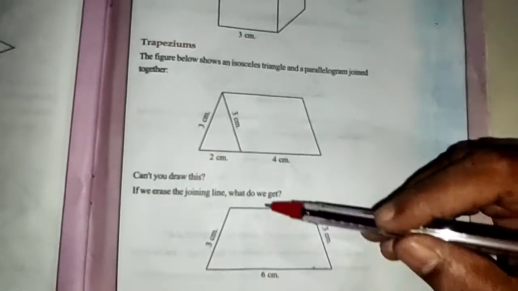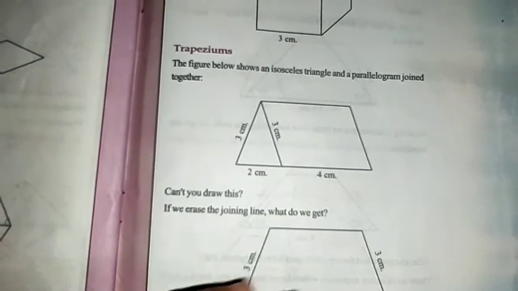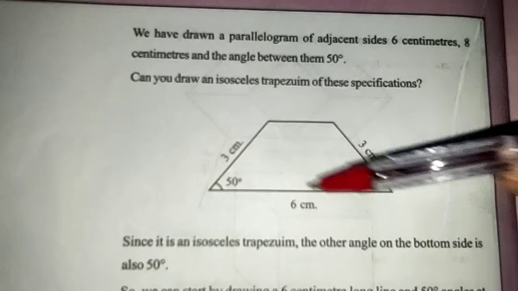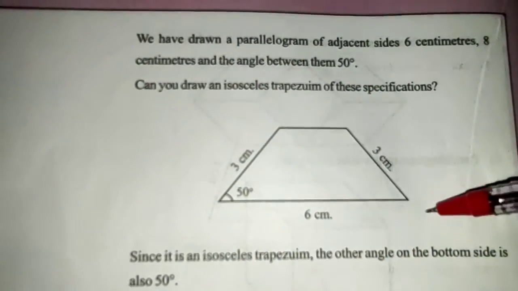See, what are the specialities of an isosceles trapezium? One pair of opposite sides are parallel, non-parallel sides are equal, these two angles are equal, and the sum of these two angles is equal to 180 degrees. These are the properties of an isosceles trapezium. If we have these measurements, we can draw a trapezium.